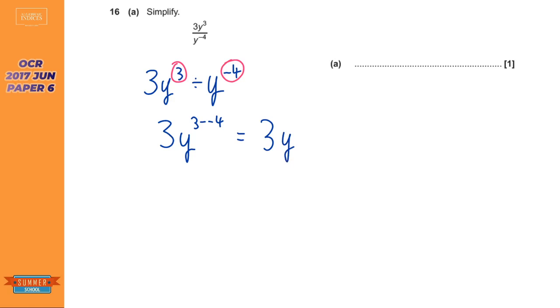The first question up is from OCR, and sometimes it helps if we write, instead of over, we write divide. Don't need to, but sometimes it helps people because then they can recognise the rule is when you divide powers, you take them away. So a different way of writing that is 3y to the power of 3 take away -4. Now that's the same as 3 plus 4, and our answer is 3y to the power of 7.